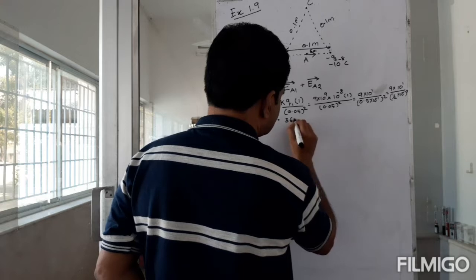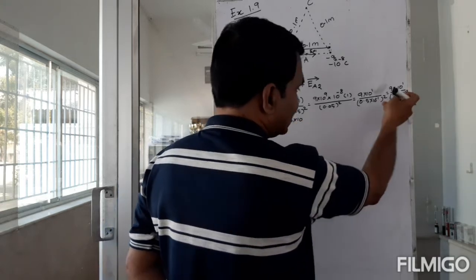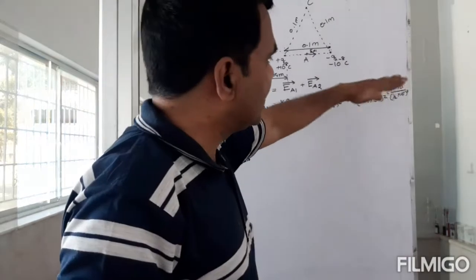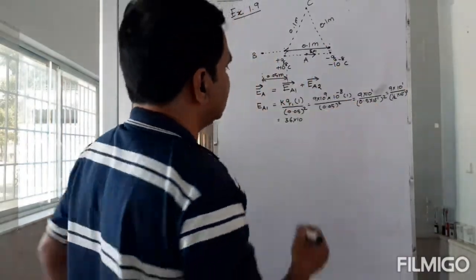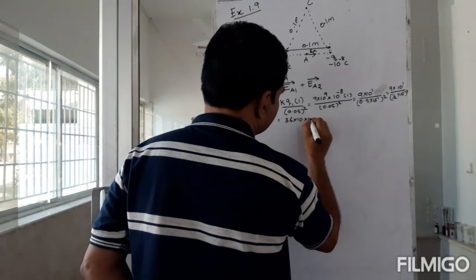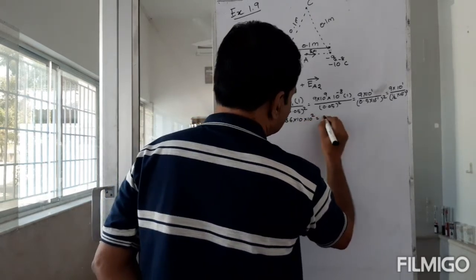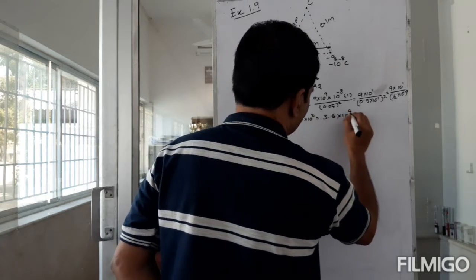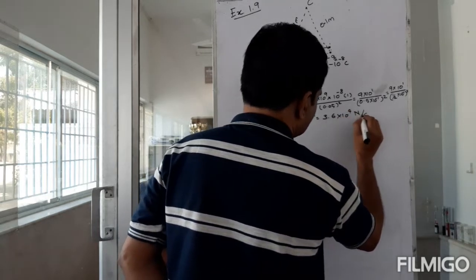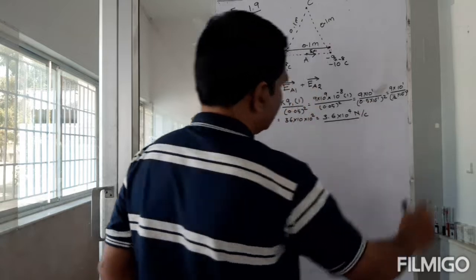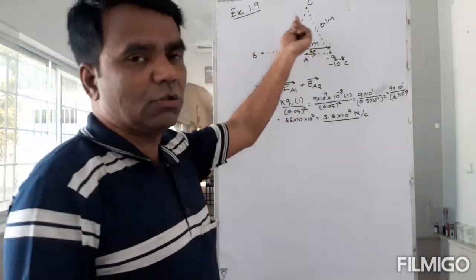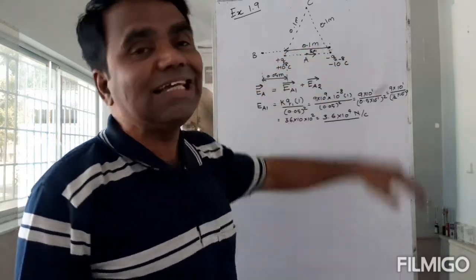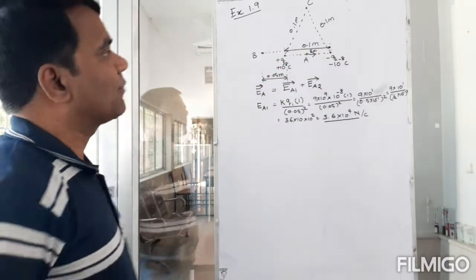9 into 4, 36 into 10. And then the bottom you have got 10 power minus 1 square. So that is 10 power minus 2. Then when it goes up, it becomes 10 power 2. So that gives me 3.6 into 10 power 4 Newton per coulomb. So 1 coulomb charge is going to experience this amount of force. That is my EA1. Okay.